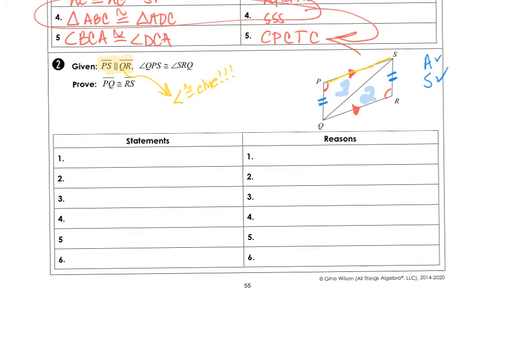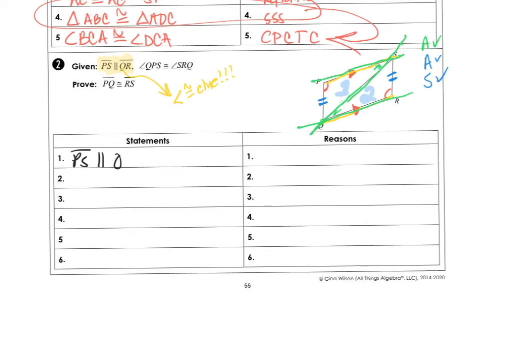If PS is parallel to QR, and we look at this transversal, then we should be able to show that these alternate interior angles right here and right here are congruent. I always draw a little bit off the line and you can't see my angle right there. Okay, so we should be able to show that this angle and this angle are congruent because when two parallel lines are cut by a transversal, the alternate interior angles are congruent. If we do that, then we show another angle congruent and we're able to use AAS. So let's build that proof.